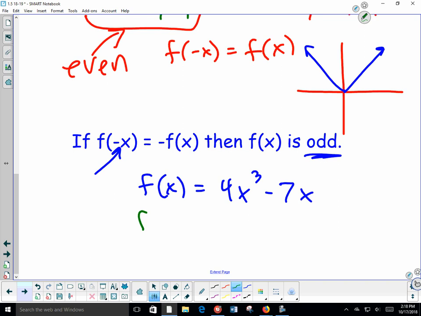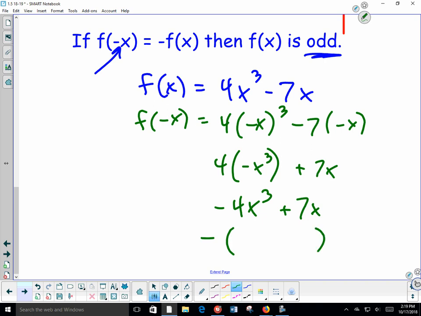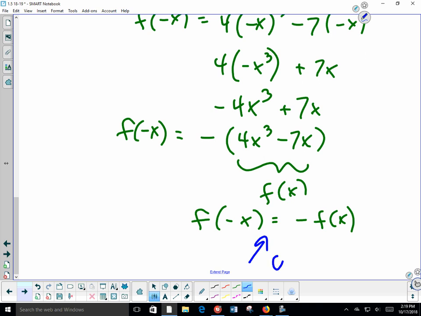Well, I would plug in negative x wherever I see an x. So I would have 4 times negative x quantity cubed minus 7 times negative x. If I have negative x times negative x times negative x, is that going to be equal to x cubed or the opposite of x cubed? Opposite. So I really have 4 times opposite of x cubed, which is the same as negative 4x cubed. And then I've got a negative 7 times a negative x, so wouldn't that be a plus 7x? So I get negative 4x cubed plus 7x. Is that the same as my original? No. But if I factored out a negative 1, would I have negative 1 times my original? Yep. So I really get the fact that f of negative x is equal to the opposite of my original function f of x. So I just concluded that f of negative x is equal to the opposite of f of x, and that's my recipe for an odd function.